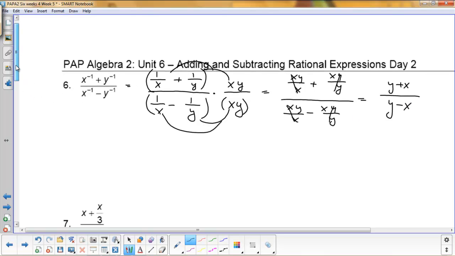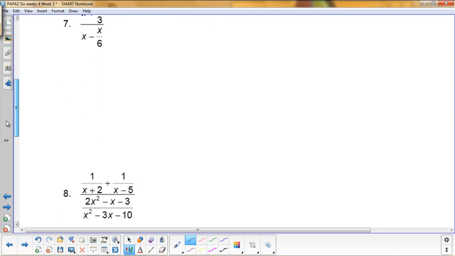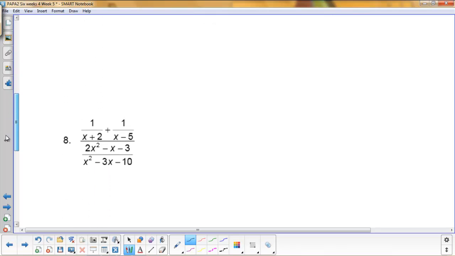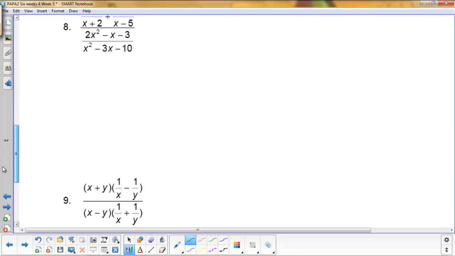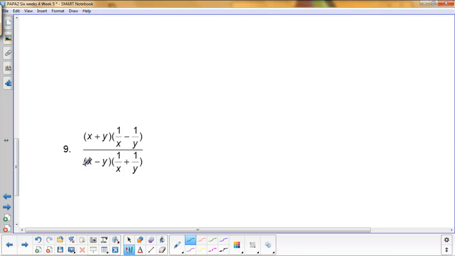Please take the time now to practice the following 3 problems. Make sure that you're looking for that number that will clear the fraction on the numerator and the denominator. Look closely at number 9, and you've got common denominators to find in the numerator before you actually find a common denominator across the complex fraction. Be prepared to come to class tomorrow to discuss what you've learned and the things that you still need to practice further.